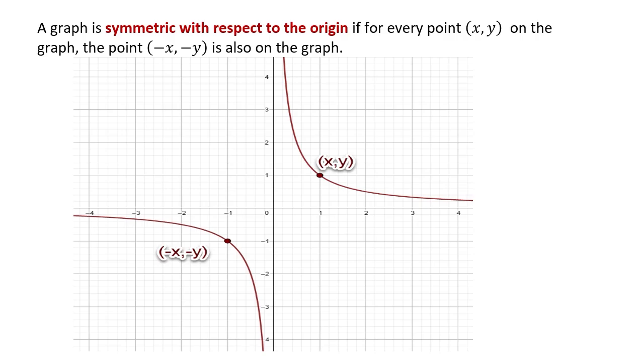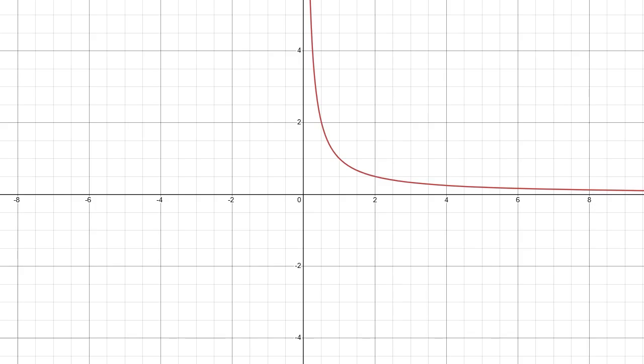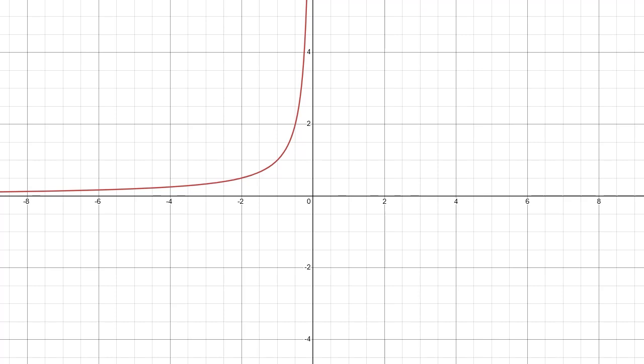A graph is symmetric with respect to the origin if for every point (x, y) on the graph, the point (-x, -y) is also on the graph. And here, it's as though there's a mirror held up along the line y equals negative x. A function that is symmetric with respect to the origin reflects either from quadrant 1 to quadrant 3, or from quadrant 2 to quadrant 4.